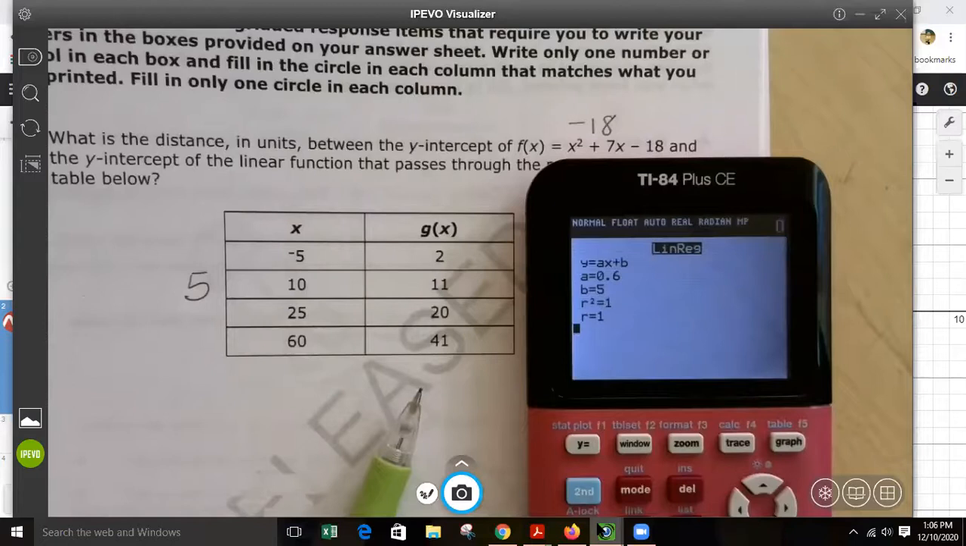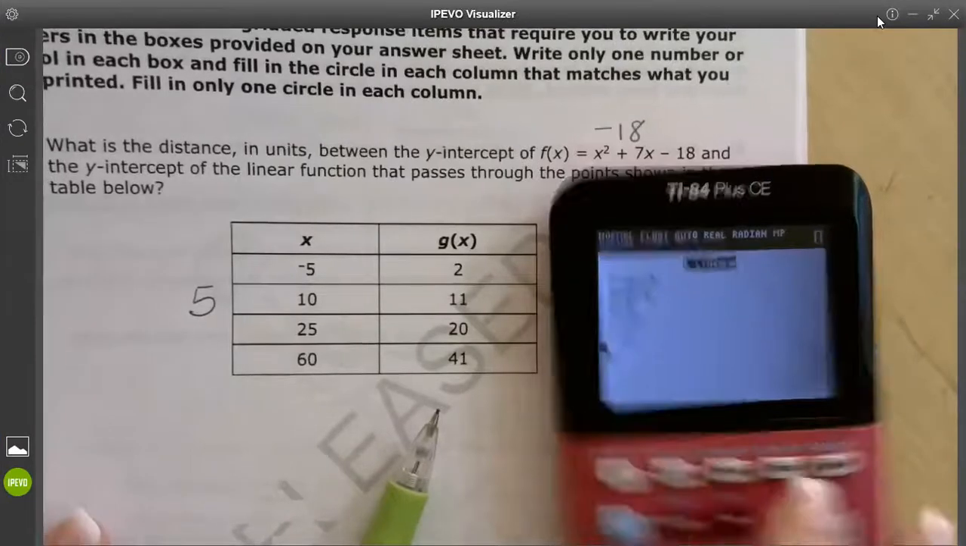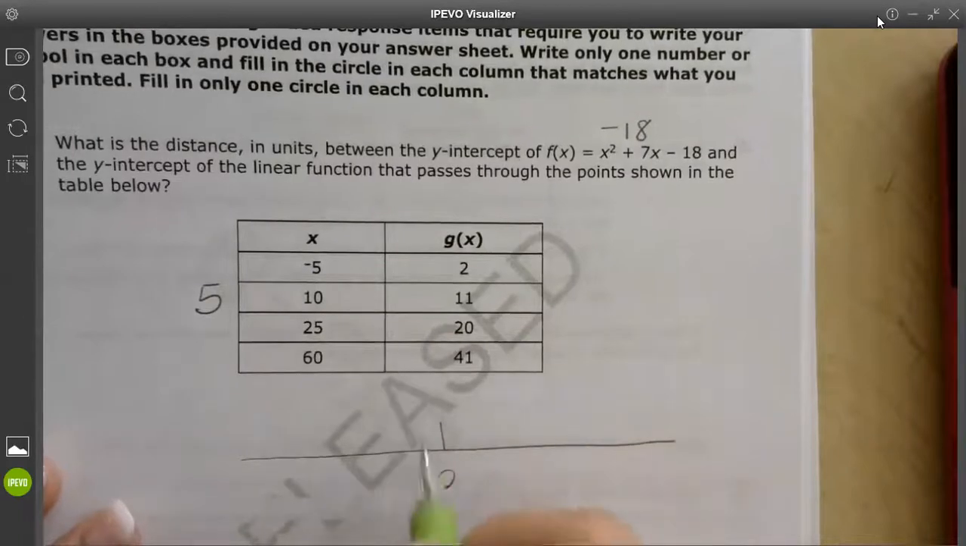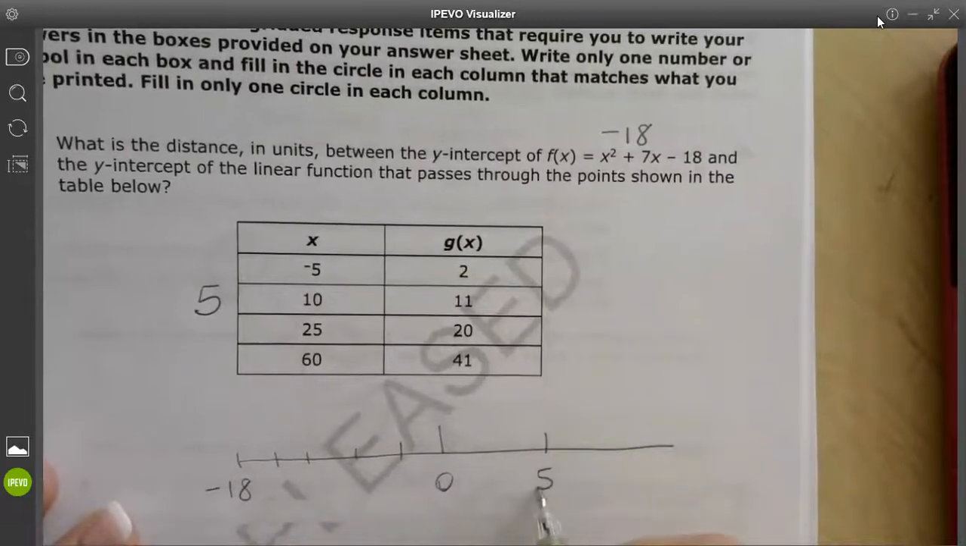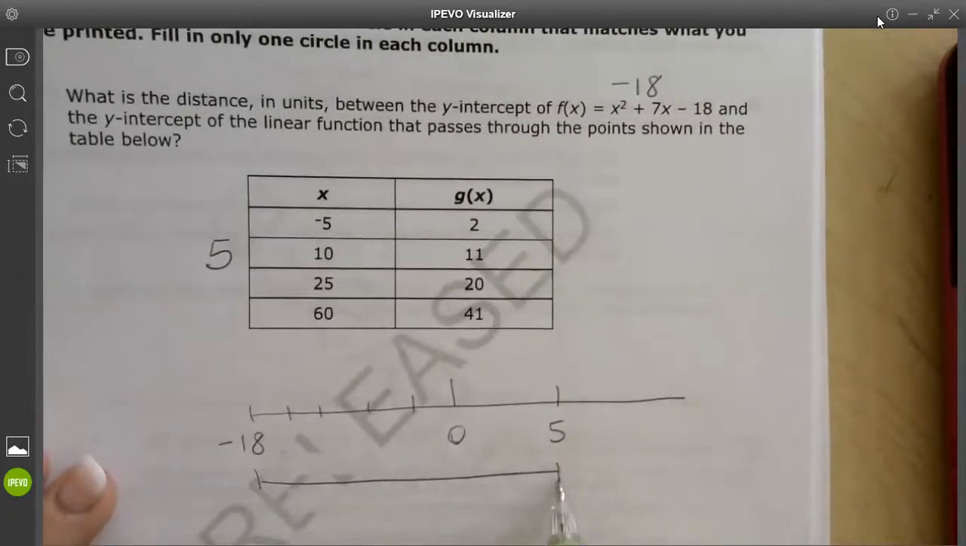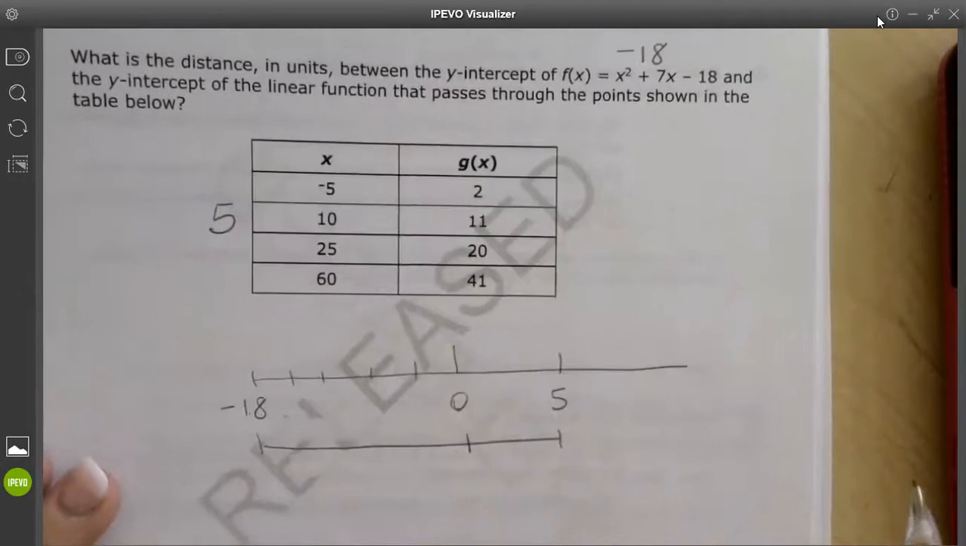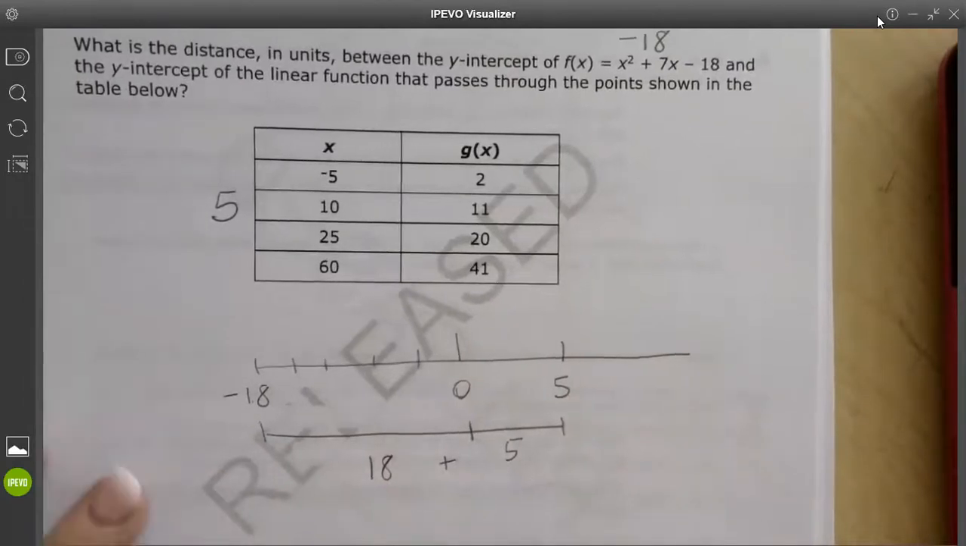Okay, so when we come back, I have 2 of these now. All it wants to know is the distance between these 2 points. So we're talking about on a number line. So here's 0. We got to go all the way from negative 18 to positive 5. So how far is that? How far is it from negative 18 to 0? 18. How far is it from 0 to 5? And then we just add that together. How far is it? 18 plus 5. That's it. That's all it wants to know.